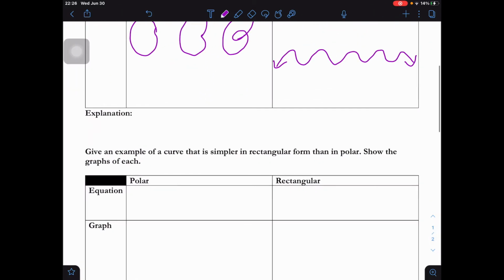So for the explanation, let's just write: in one place, not infinite.